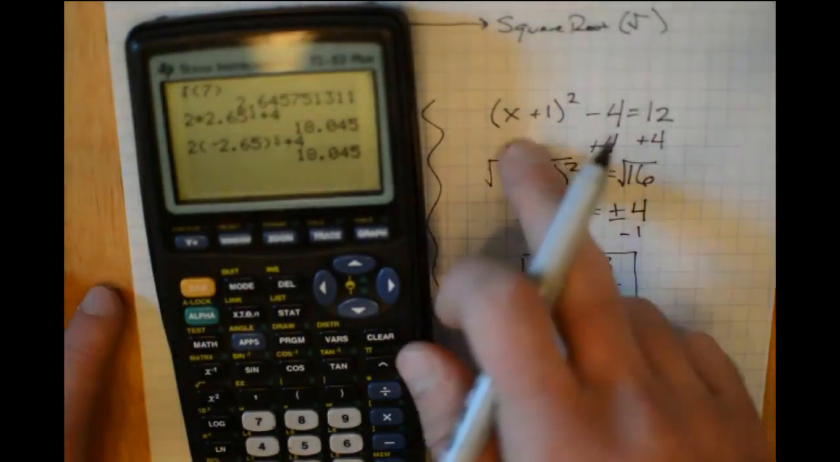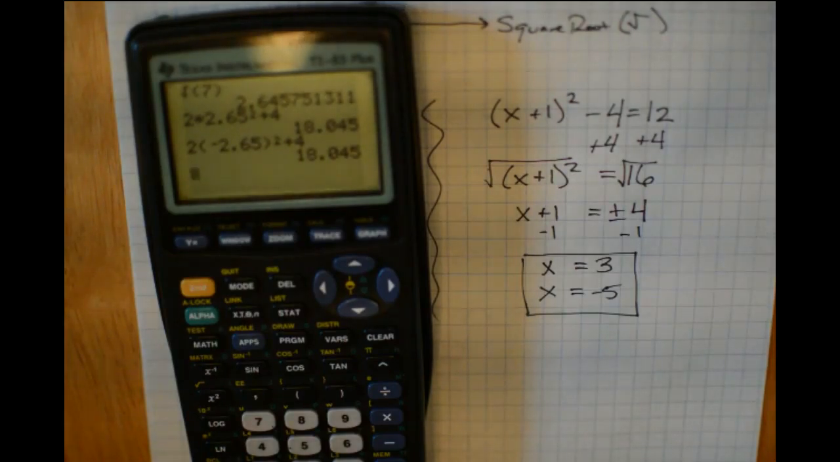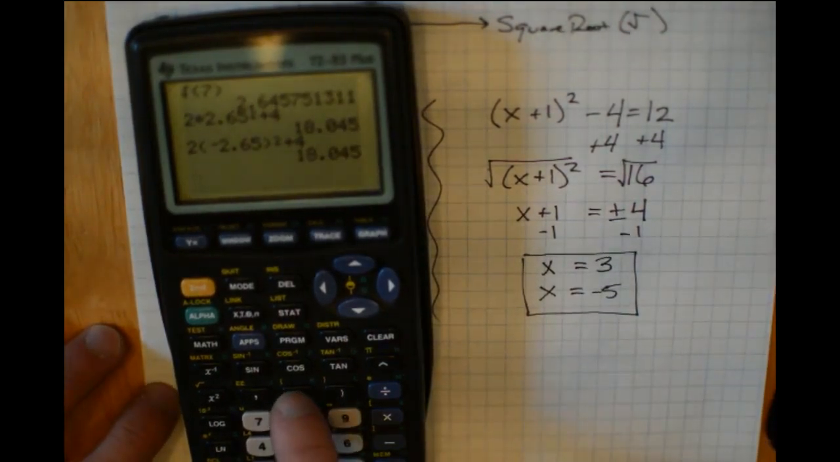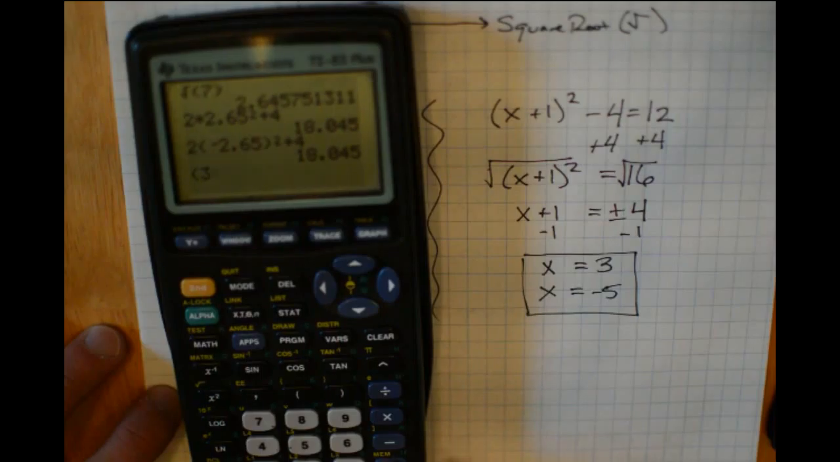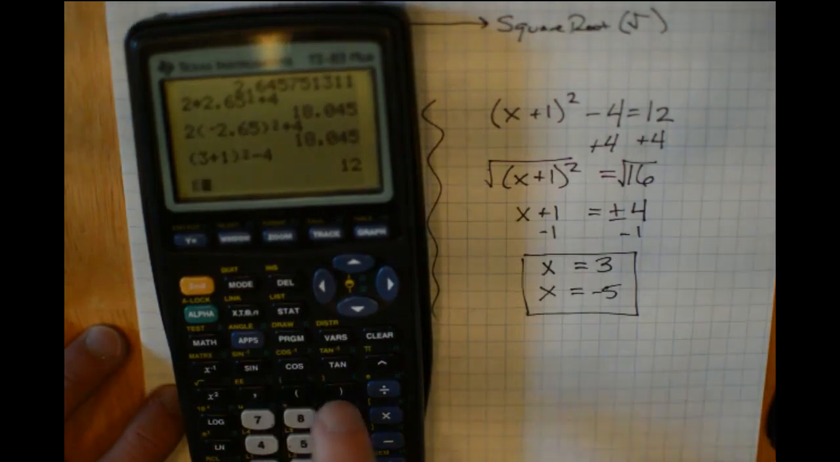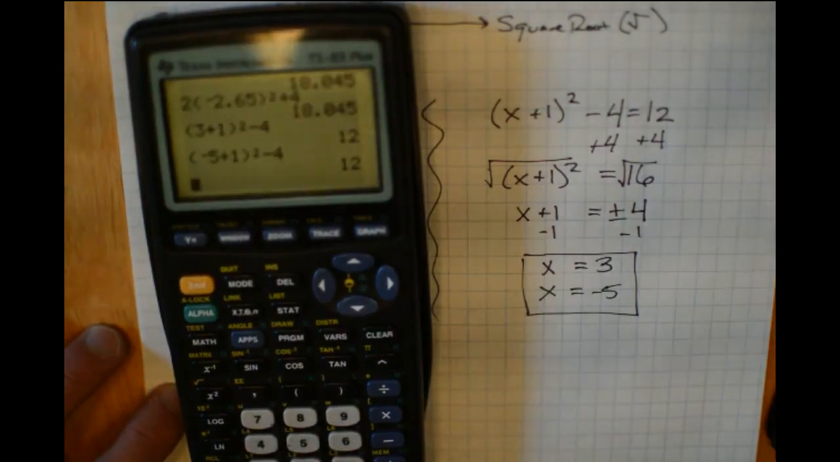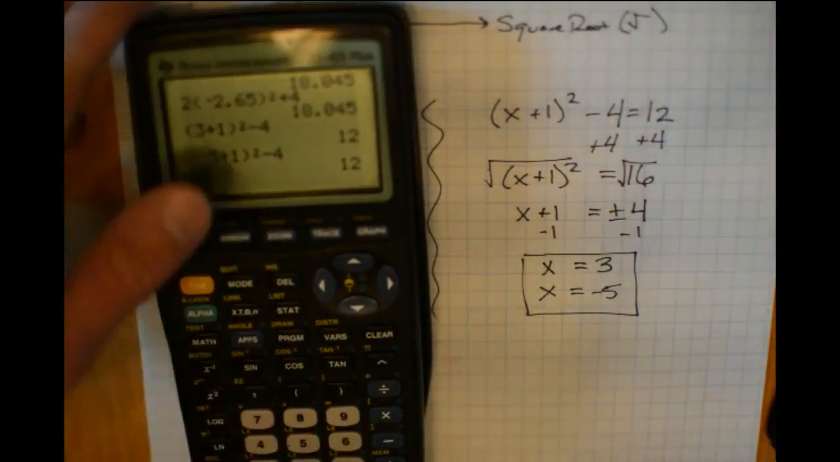I'm going to take this original equation, look at it just as it is, but instead of that x, I'm going to substitute 3 and negative 5. So in parentheses, I have 3 plus 1 squared minus 4. It should give me 12, and it does. Checking negative 5 plus 1 quantity squared minus 4 is also 12. So both of those solutions work.